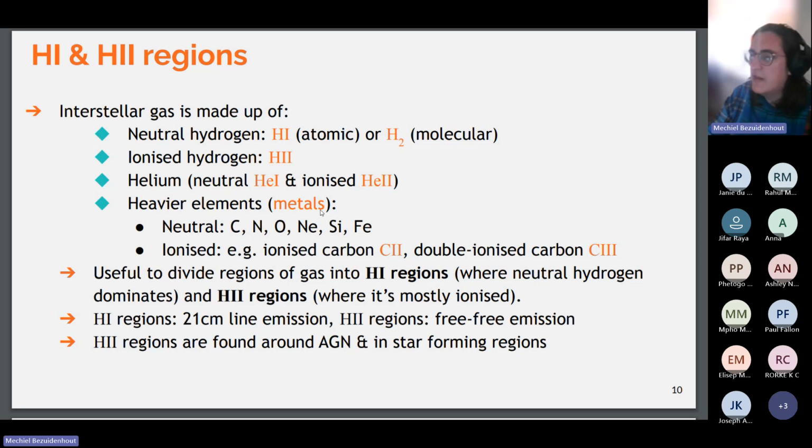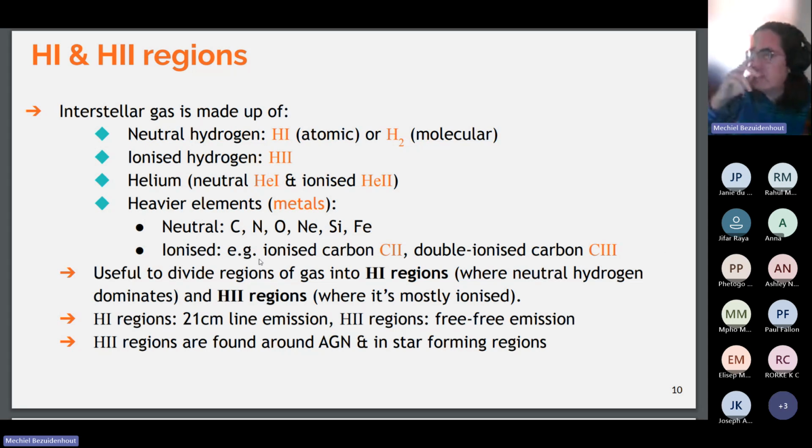In astronomy, we call everything heavier than hydrogen or helium metals, whether it's actually a metal or not. We typically see carbon, nitrogen, oxygen, neon, silicon, iron, and to an astronomer, all of those are metals. And those can be ionized as well, in which case we use the same notation with the Greek numerals, and they can either be double ionized or triple ionized, in which case you get carbon 3 or even carbon 4, for example.